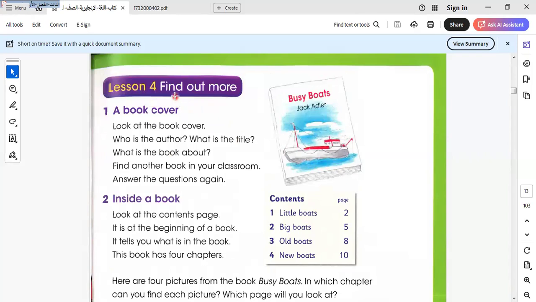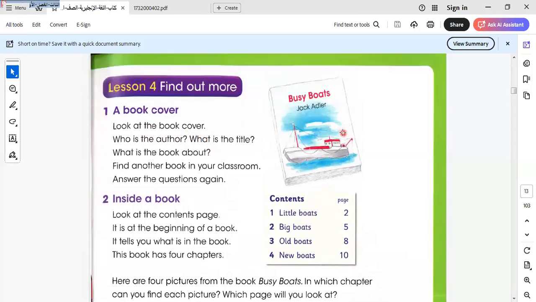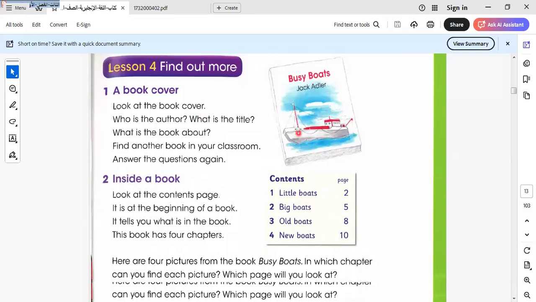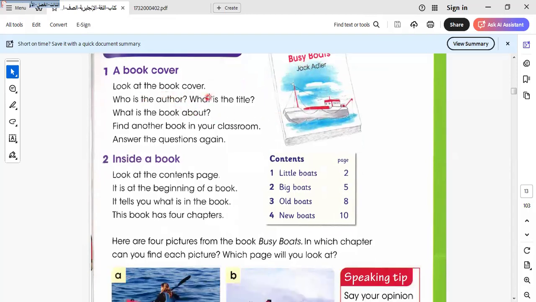Find out more. Okay, book cover. Look at the book cover. This is the cover of the book, the paper that is outside the book, to know more about this book. What is the topic of this book? It will be Busy Boats. Okay, look at the book cover.